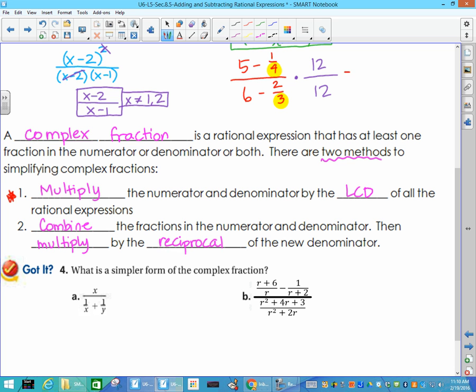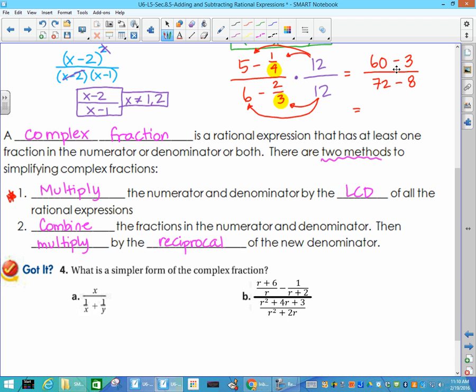So when I do that, remember, you have to multiply both things up top, and both things on the bottom. Okay, so 5 times 12 is 60. 1/4 of 12 is 3. 6 times 12 is 72. And 2/3 of 12 is 8.